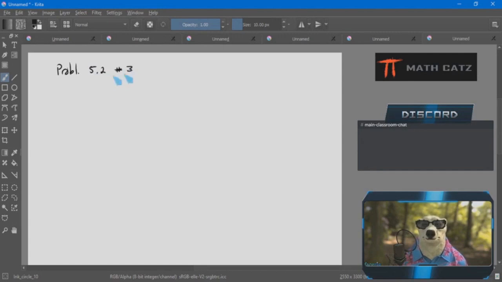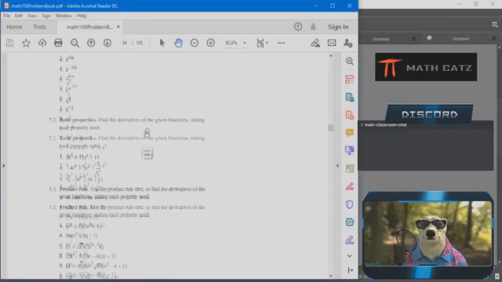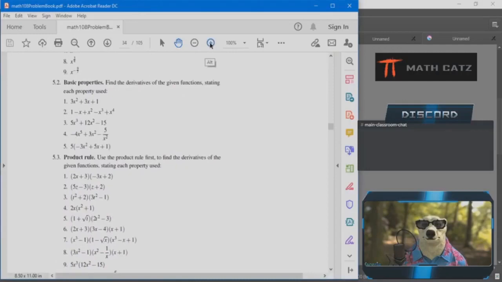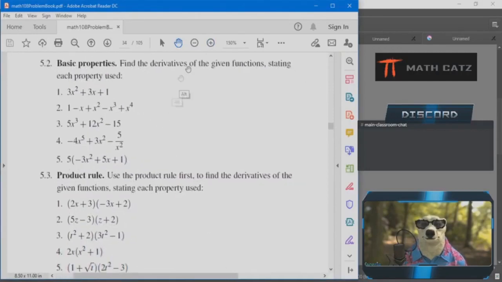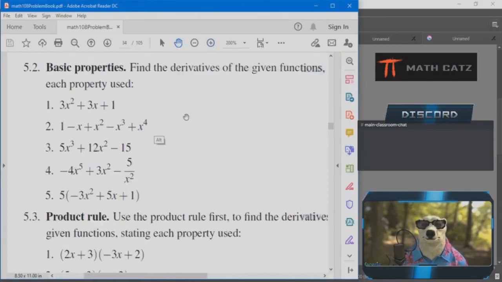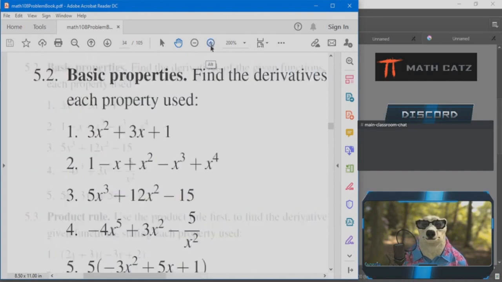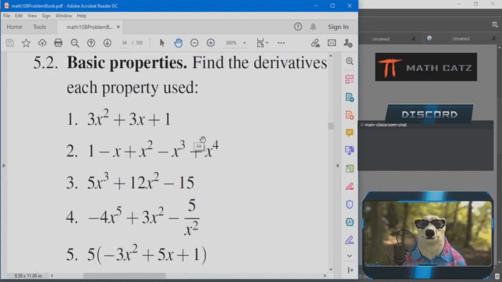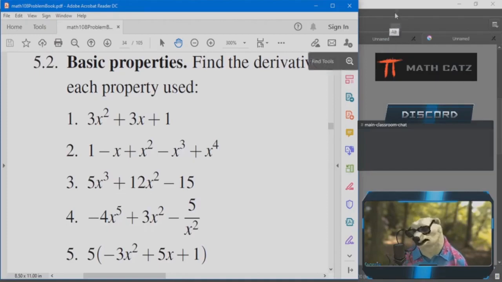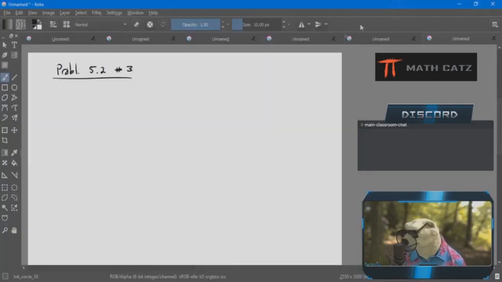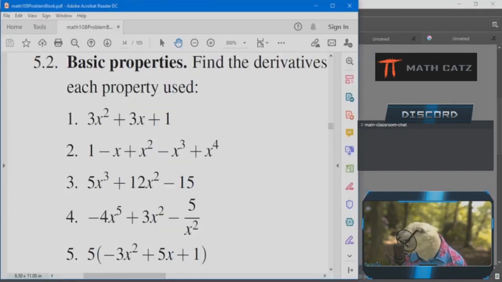Sure, let's go with 3. Now, in the beginning, we are going to make a big deal about how we use the properties because it's important. But as we get used to it, we'll slowly write a little bit less and a little bit less. But in the beginning, I strongly encourage you to write out everything.